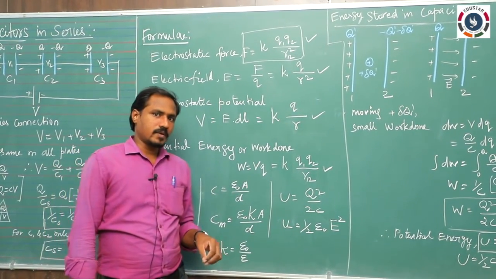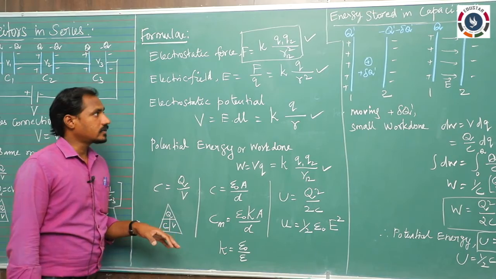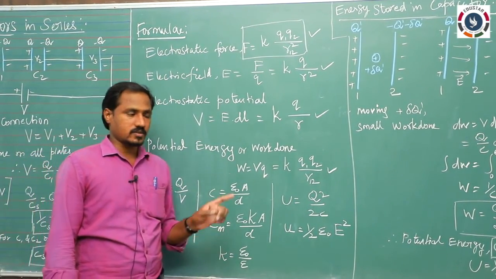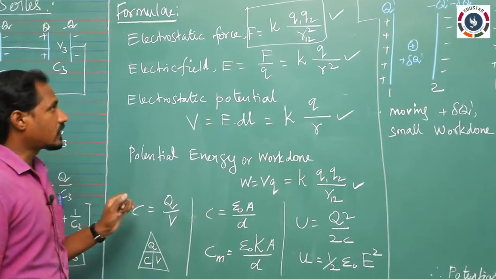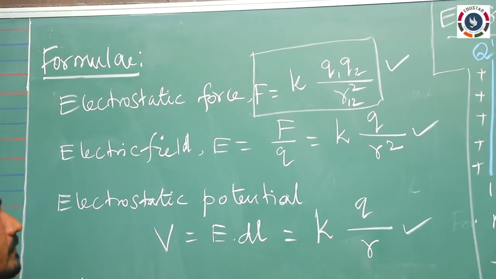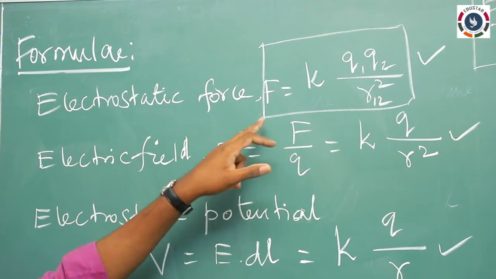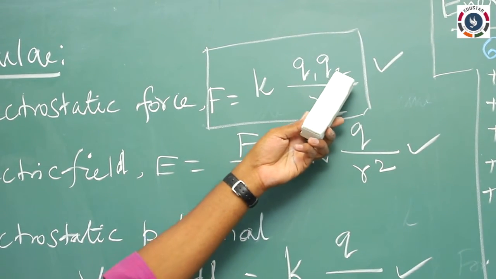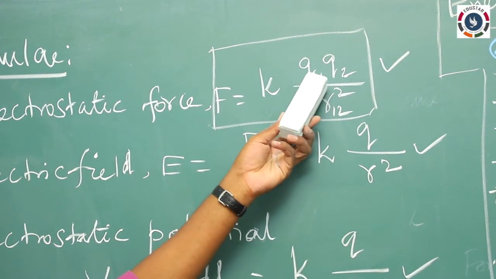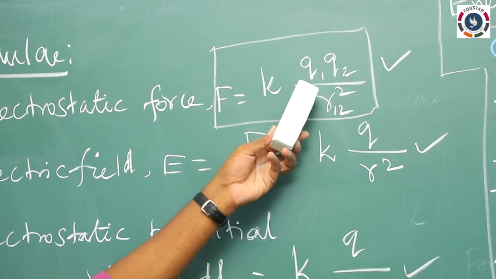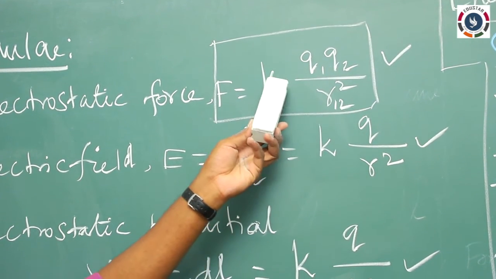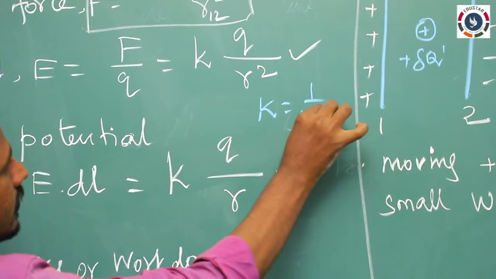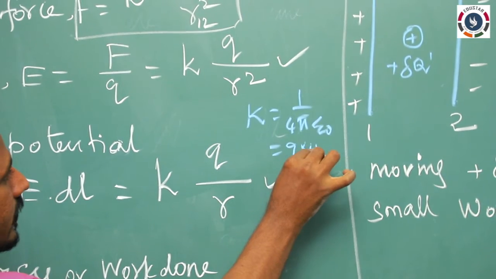Students, we can conclude the formulas for easy understanding. In this first unit, electrostatics, we have seen the electrostatic field and charges, also electrostatic potential and capacitance. Comparing the four formulas we can remember easily. The first is the electrostatic force, the Coulomb force. The force between two charges can be written as F equal to K Q1 Q2 by R12 squared, where Q1 and Q2 are the two charges and R12 is the distance between them. Here K equals 1 by 4 pi epsilon naught, whose value is 9 into 10 power 9.